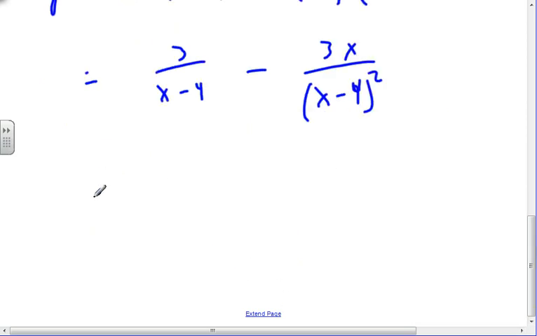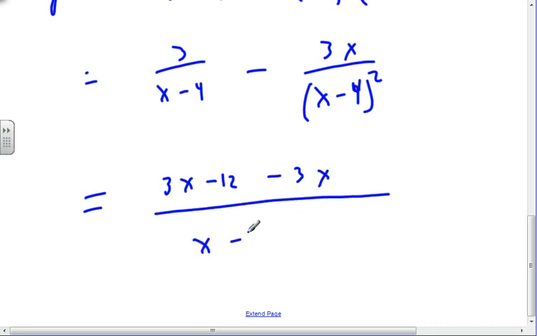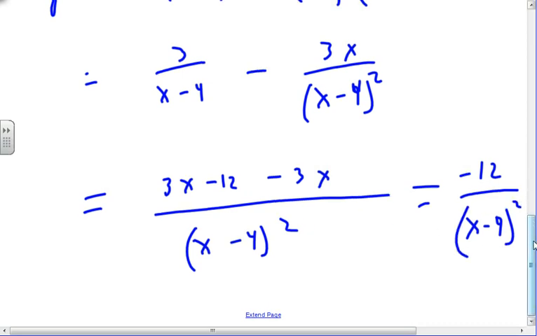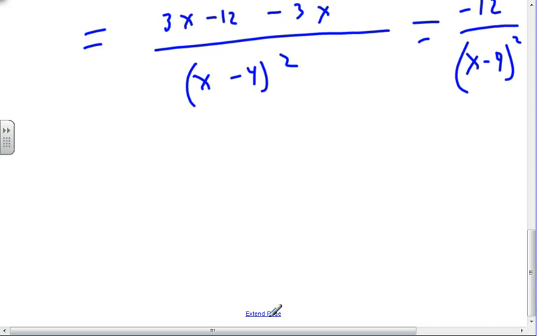I could find a common denominator, right? So I'd have 3x minus 12 minus 3x over x minus 4 squared, which is minus 12 over x minus 4 squared. Okay, so that'd be the Doug Corderville simple man, easy way out, because I didn't have to remember the quotient formula to do it that way.